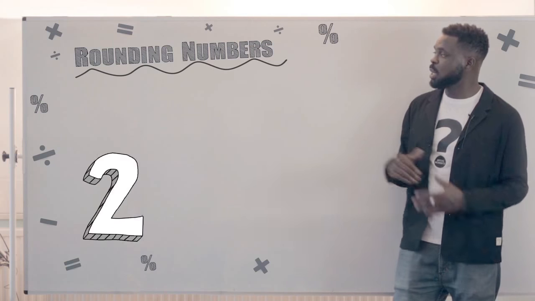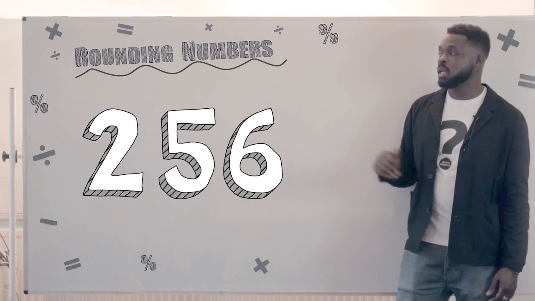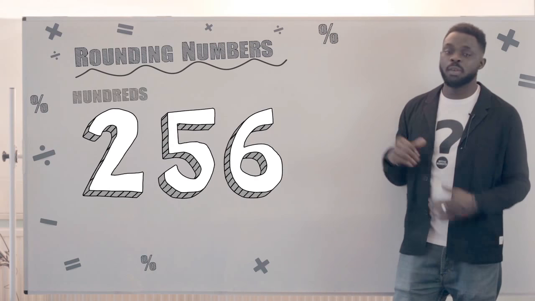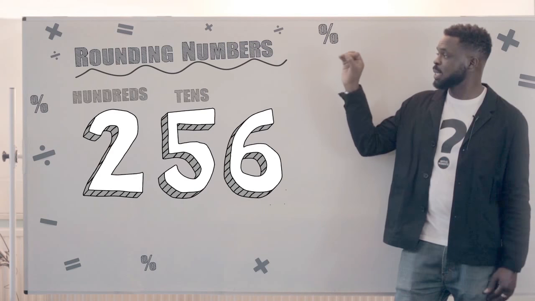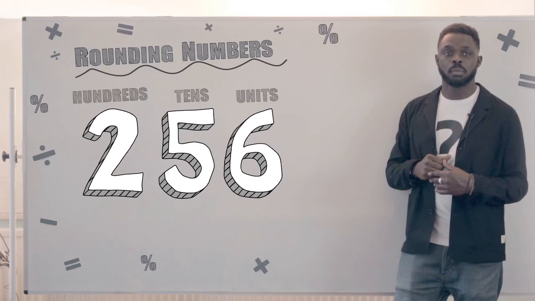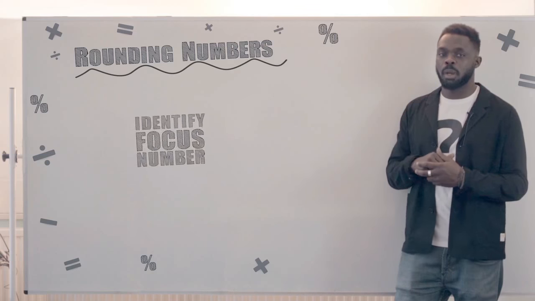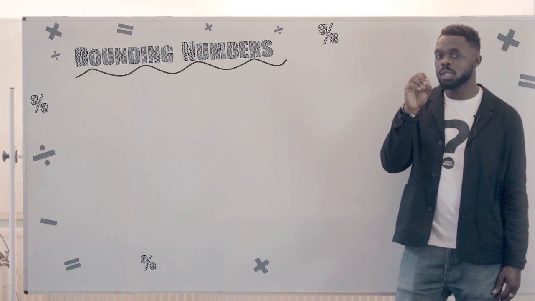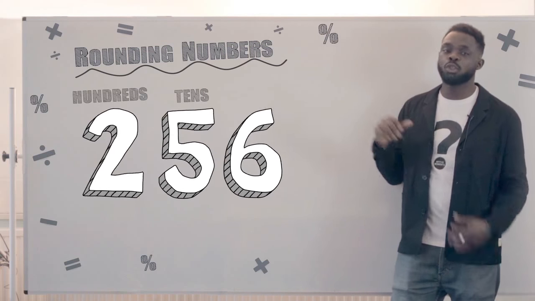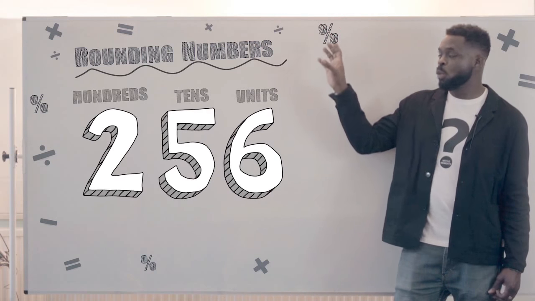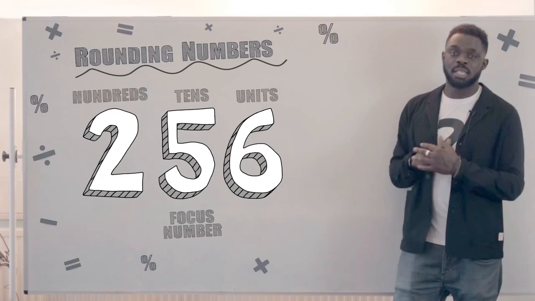So, organizing the number 256 would mean that the 2 is in the hundreds, the 5 is in the tenths, and the 6 is in the units. Rule number 2, identify your focus number. Now your focus number, of course, is given to you in the question. So where we ask for the nearest tenths, what we've seen is the 5 is in the tenths column.